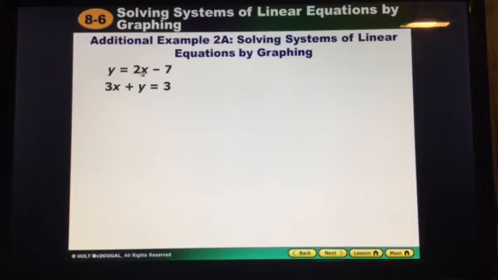All right, so our next one, we've got this one in slope-intercept form, and we're just going to solve for x and y.